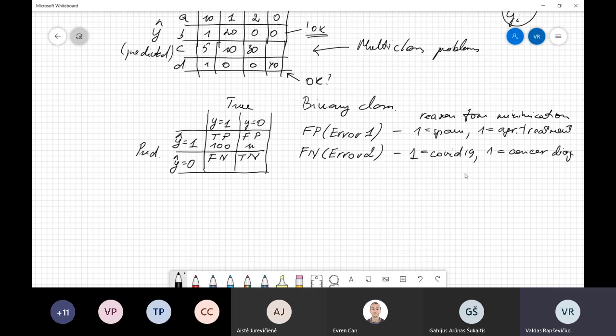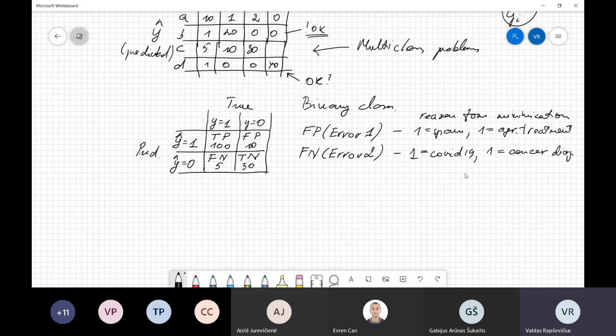False positives we have 10. False negatives we have 5. And true negatives we have, let's say, 50.